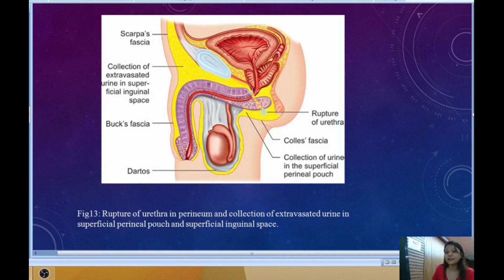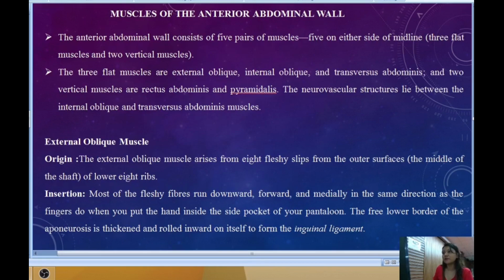Holden's line. Yes, very, very good. Okay, means you have understood. Now we come to the muscles of the anterior abdominal wall.